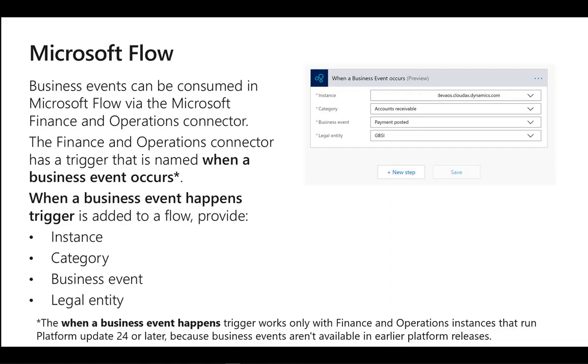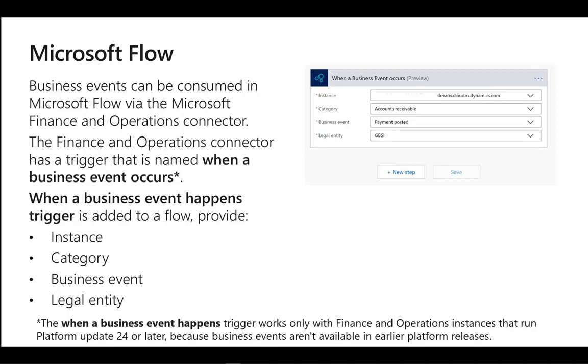After the When a business event occurs trigger is added to a flow, the flow information must be provided, starting with Instance. Instance specifies the host name of the Finance and Operations instance where business events occur. The environment instance should be available in the provided drop-down menu, but if an environment is not listed, it can be entered as a custom value.